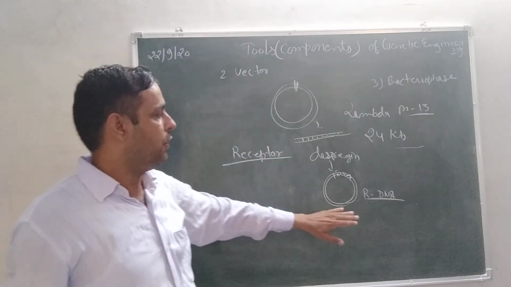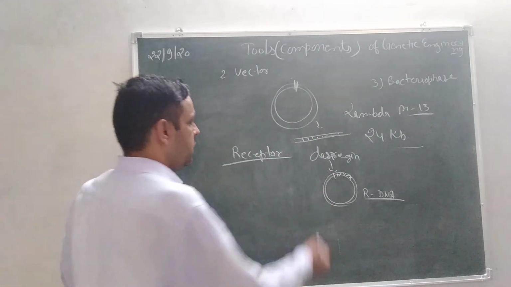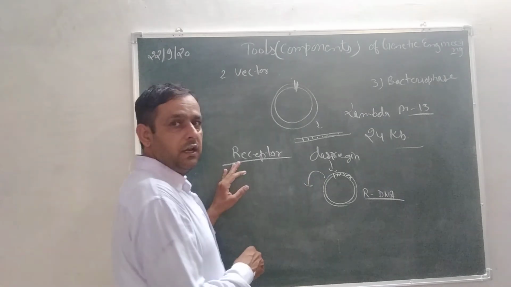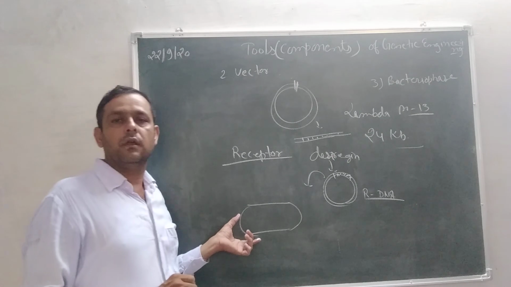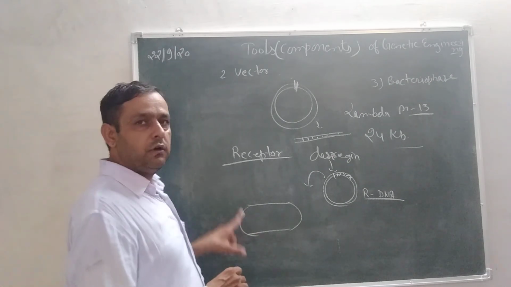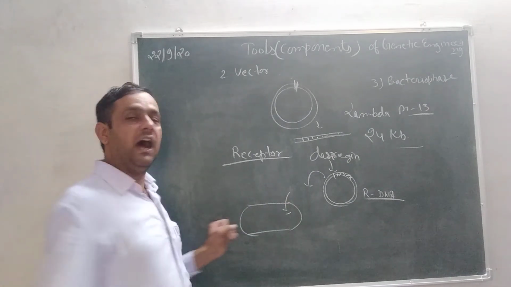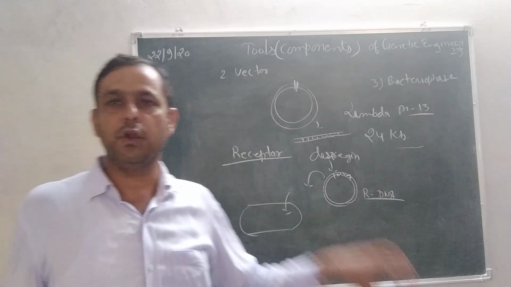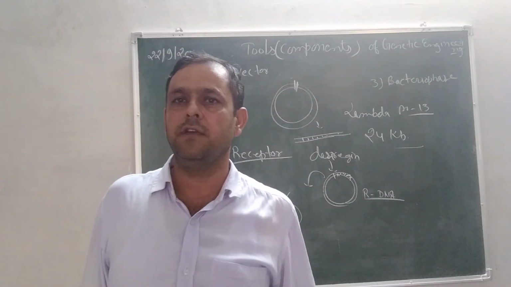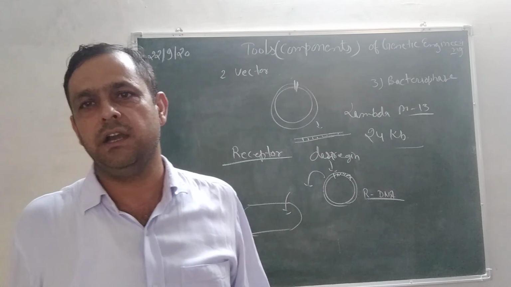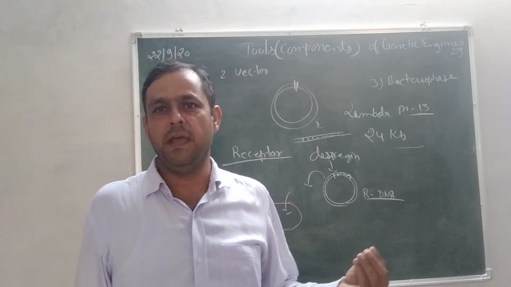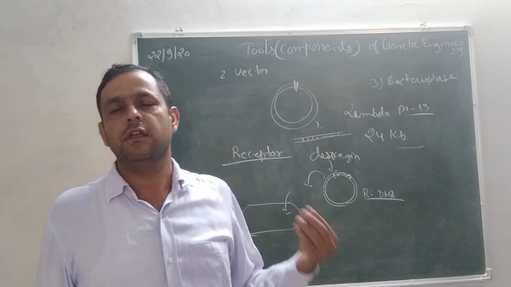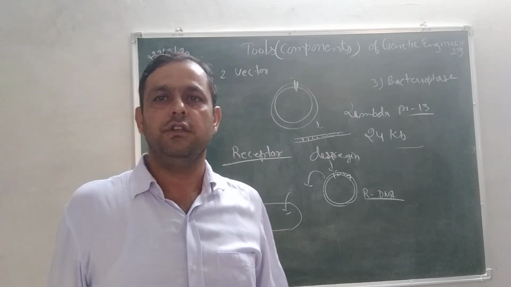After formation of recombinant DNA, we insert it into a receptor cell, that is the bacteria, and the bacteria is called the receptor cell. After cloning of this rDNA, when so many copies of rDNA are prepared, we put them into a bank or a storage condition. That storage condition is called a gene bank.